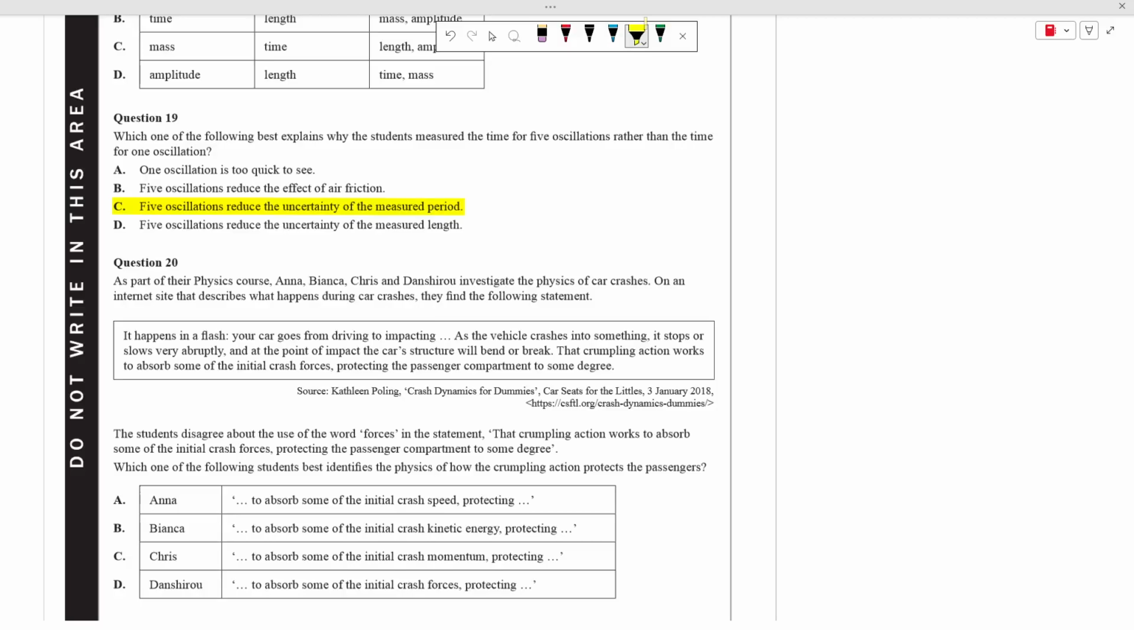Now, if you're measuring 5 periods, that would be around 25 seconds, but your reaction time is still 1 second. So you would have an uncertainty between 24.5 and 25.5, but then you're dividing that by 5 because you only want the measurement for 1 oscillation. So you're reducing your uncertainty by a factor of 5 there. So that's why it's option C.